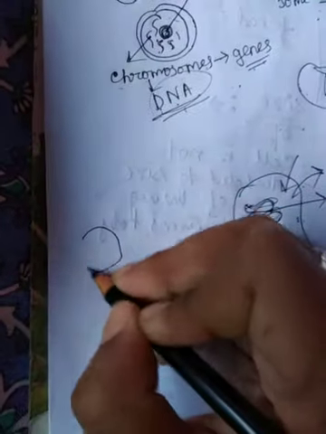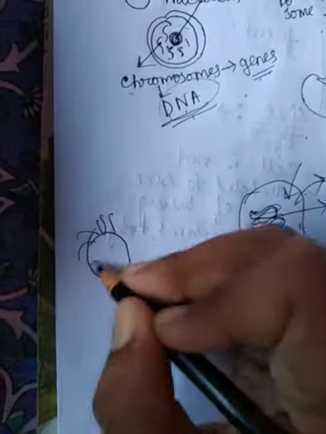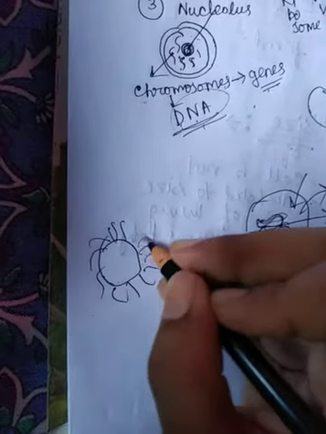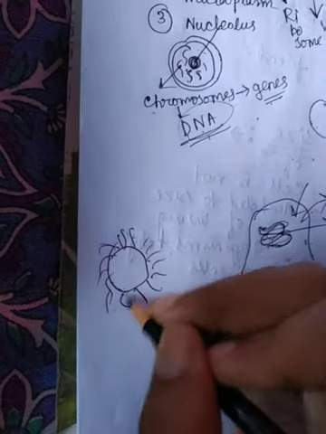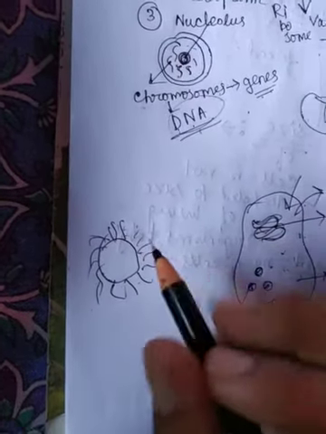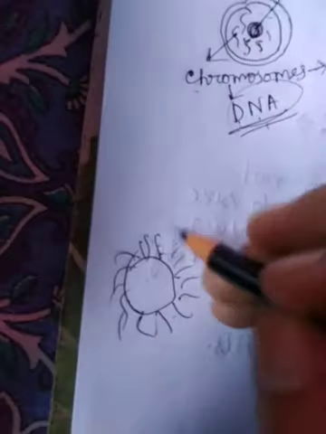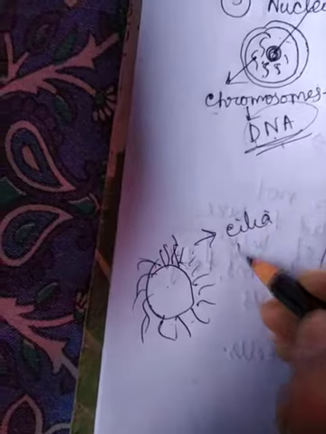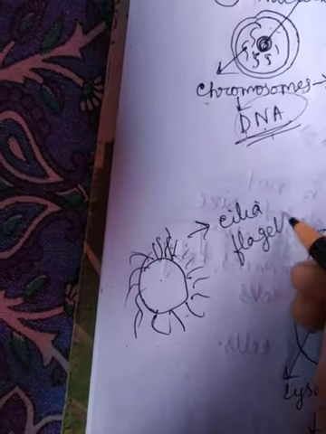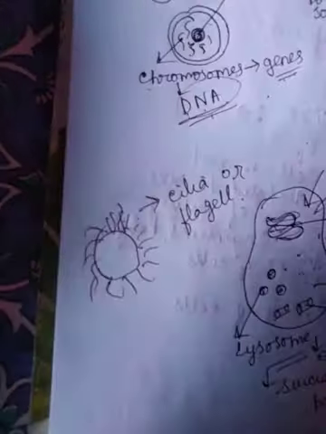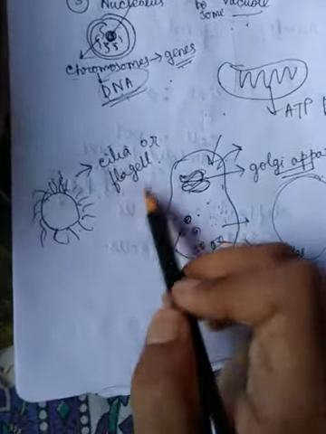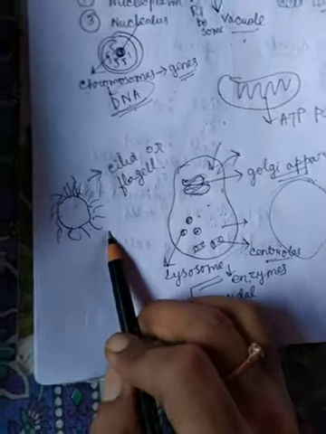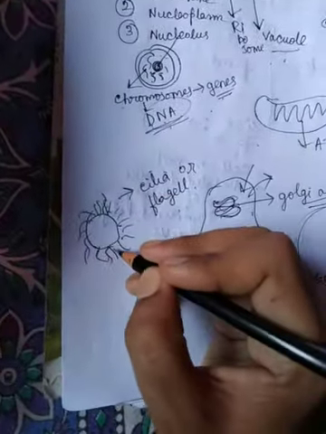Suppose this is a cell. There are some hair-like structures present which are the locomotory organ. These are called cilia or flagella. In many cells, these cilia or flagella are present, and these cilia or flagella help in the movement of the cell.